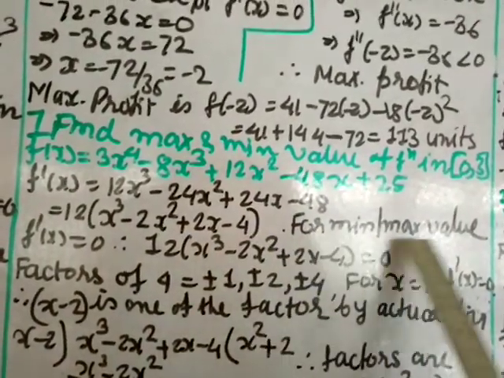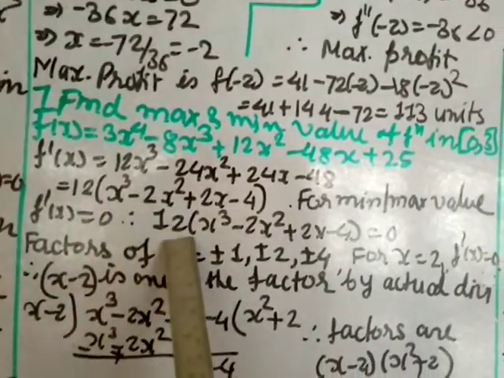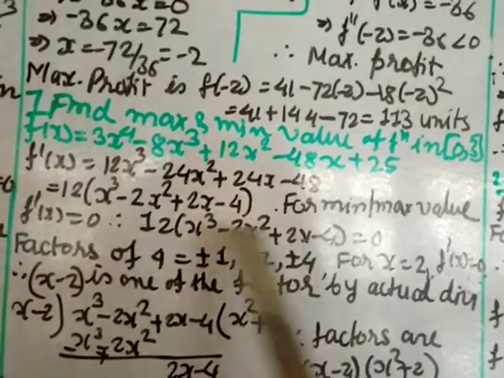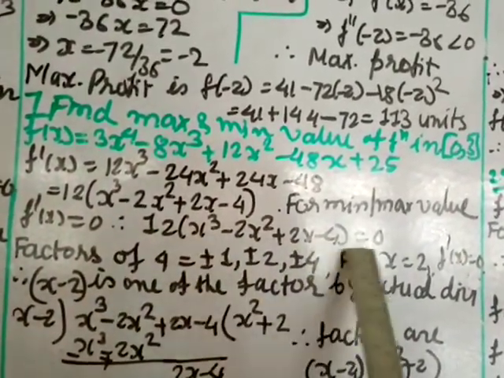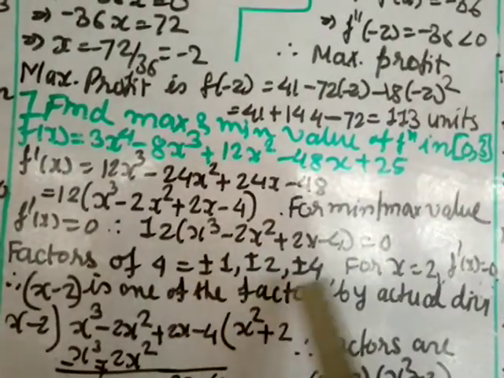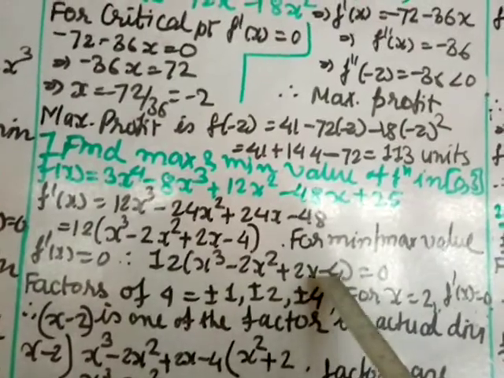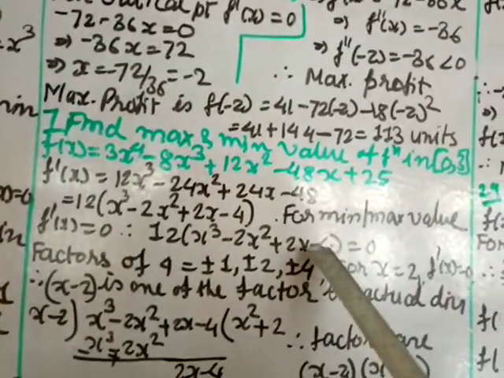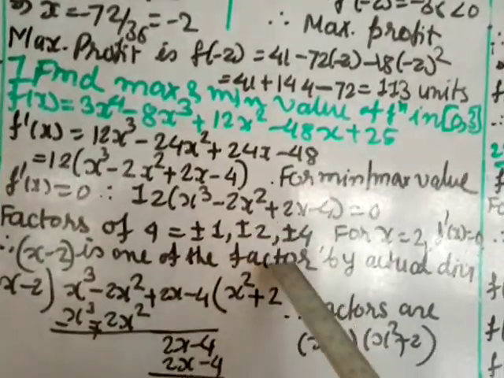Now for a minimum or maximum value, this has to be 0, just like a critical point. So that means 12 times x cube minus 2x square plus 2x minus 4 equals 0. 12 you can just transfer. Now I have to find the factors of this. So I will use the method where we find the factors of 4. This we have done in class 10. The factors of 4 are plus or minus 1, plus or minus 2, plus or minus 4.